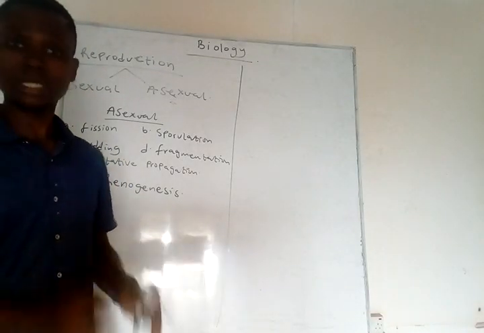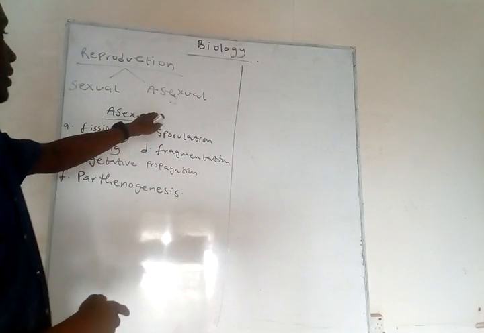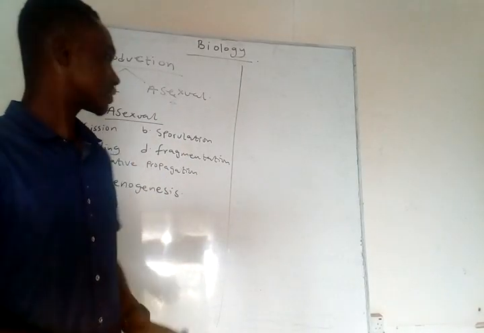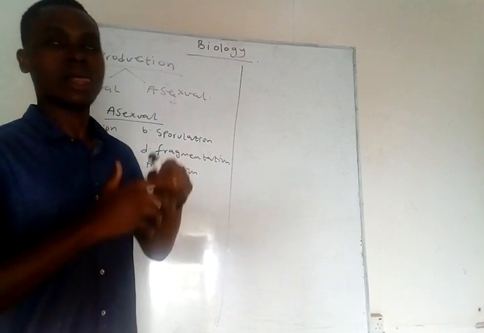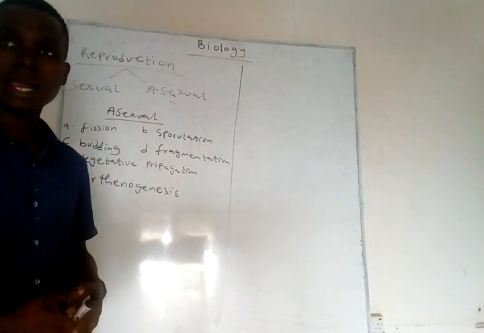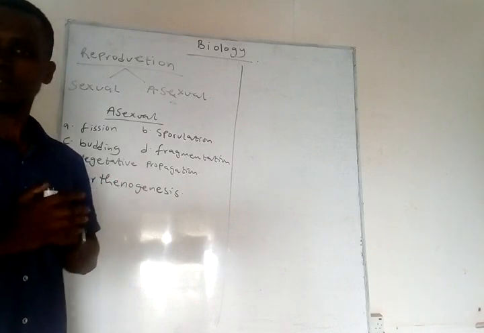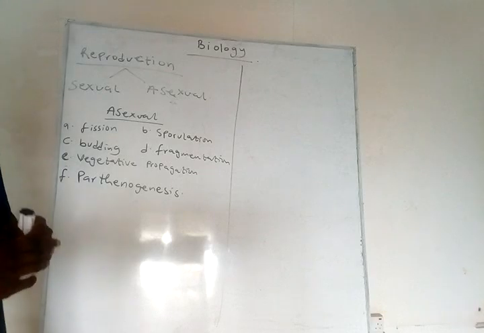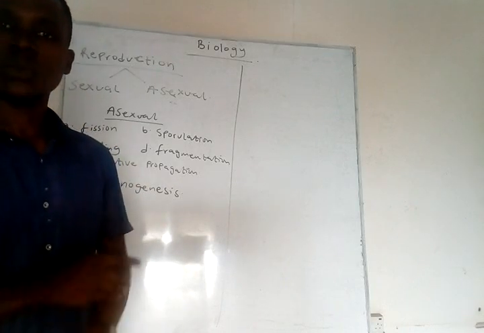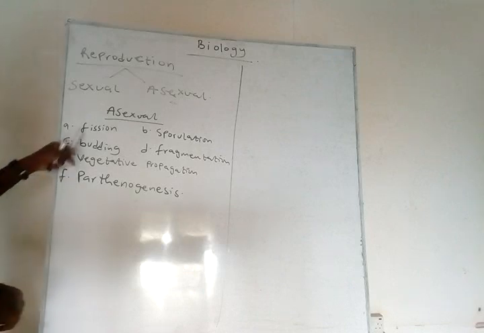But in asexual reproduction, there's nothing like fertilization. It's only one organism, so in asexual reproduction we have only one parent. This one parent will give rise to its young ones. In certain cases, this one parent doesn't exist after the reproduction, but in some cases, the one parent exists after reproduction. So asexual reproduction is the process whereby one parent gives rise to its young ones without fusion of gametes. So there's no involvement of sex gametes.